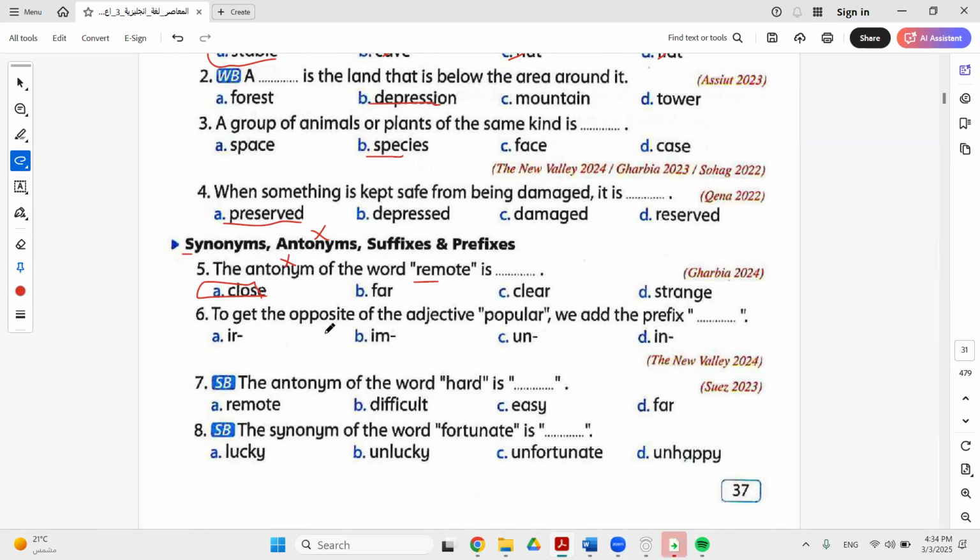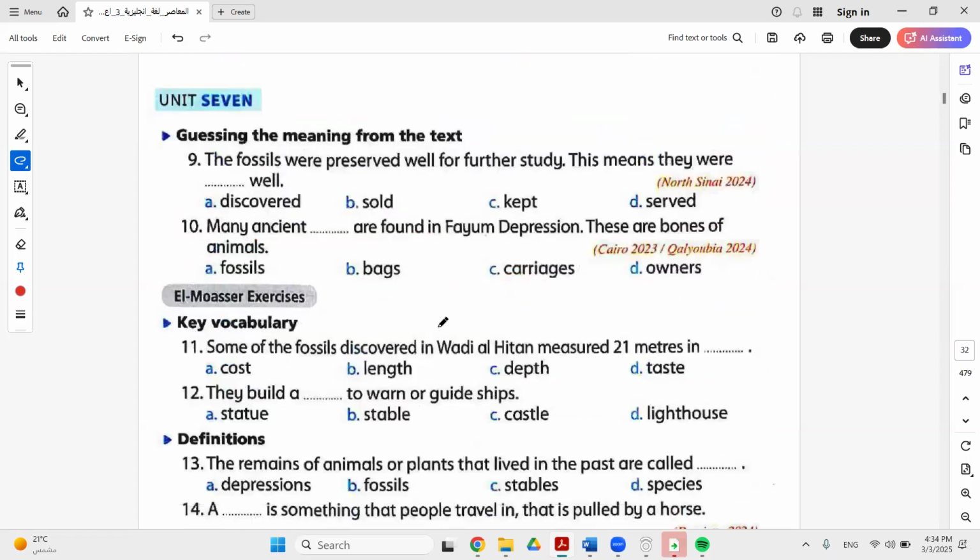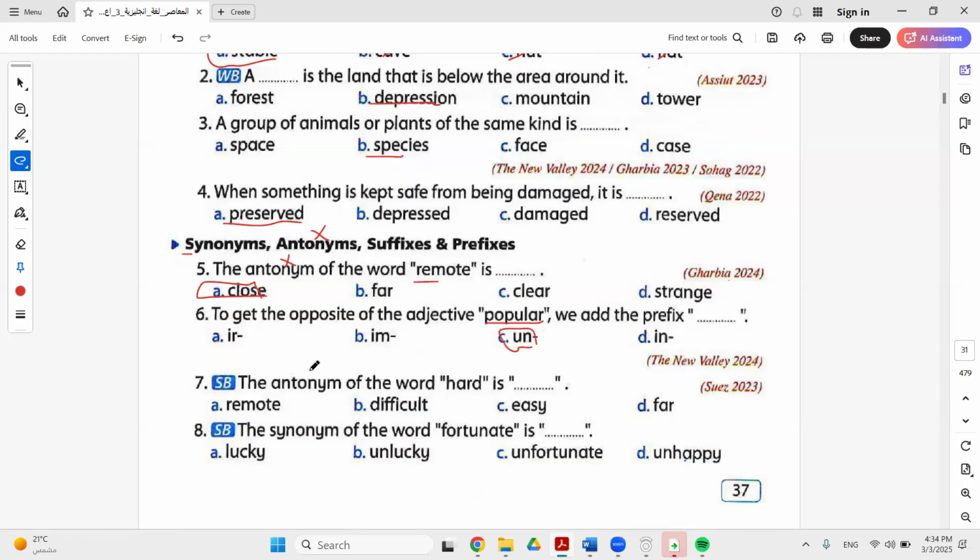Number 6, Kiro. To get the opposite of the adjective popular. Popular means famous, like Kiro is popular in Alexandria. What is the opposite? Unpopular. Perfect. The antonym of the word hard is easy. Easy peasy, lemon squeezy.